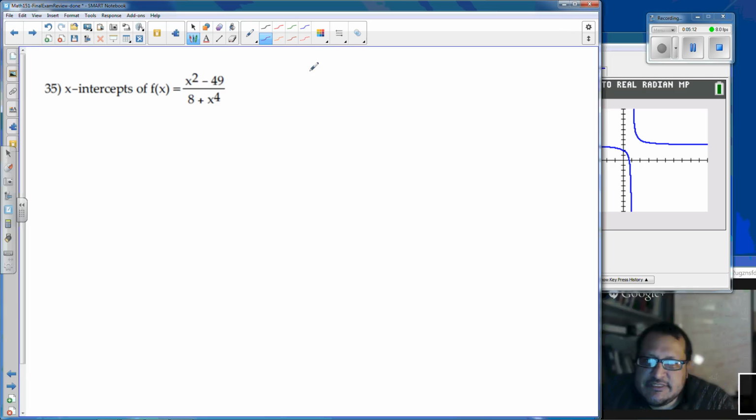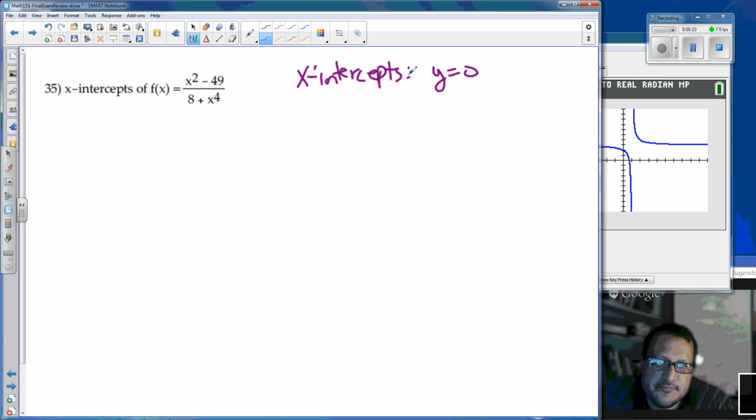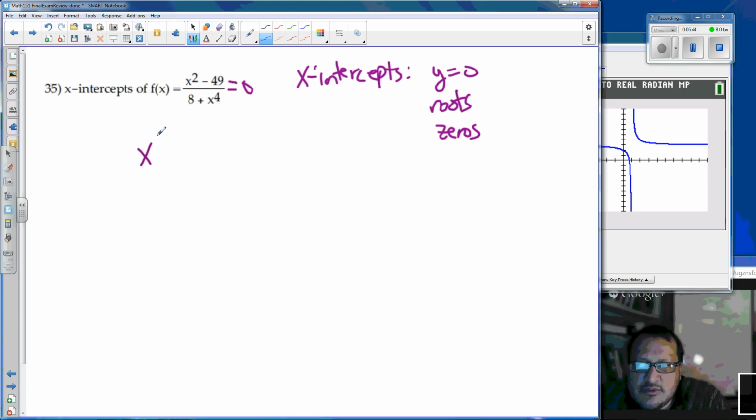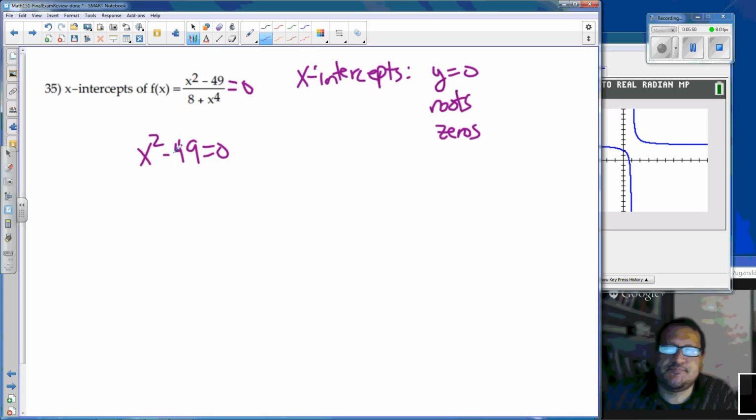The x-intercepts are where y equals 0 and you plug it in. These are also known as roots, zeros, the factors of the polynomial, and so on. When y equals 0, you multiply both sides by the denominator, and all you're left with is the top. So when the top is 0, the whole fraction is 0.